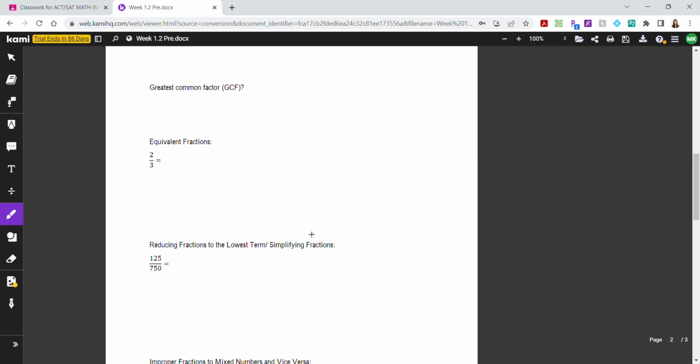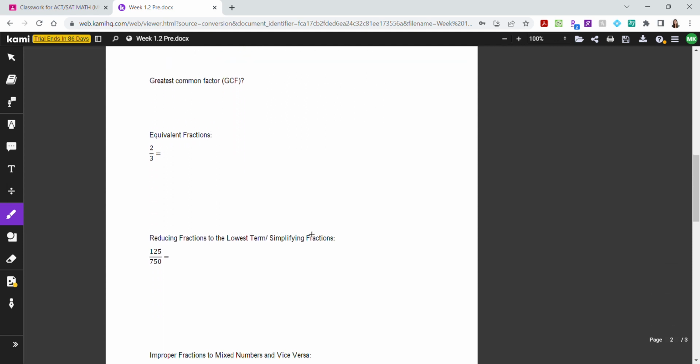All right. And now let's look at greatest common factor. So greatest common factor is the biggest factor that we have between two numbers. So let's go with 36 and 45, right? So now we're going to break this up into factors.